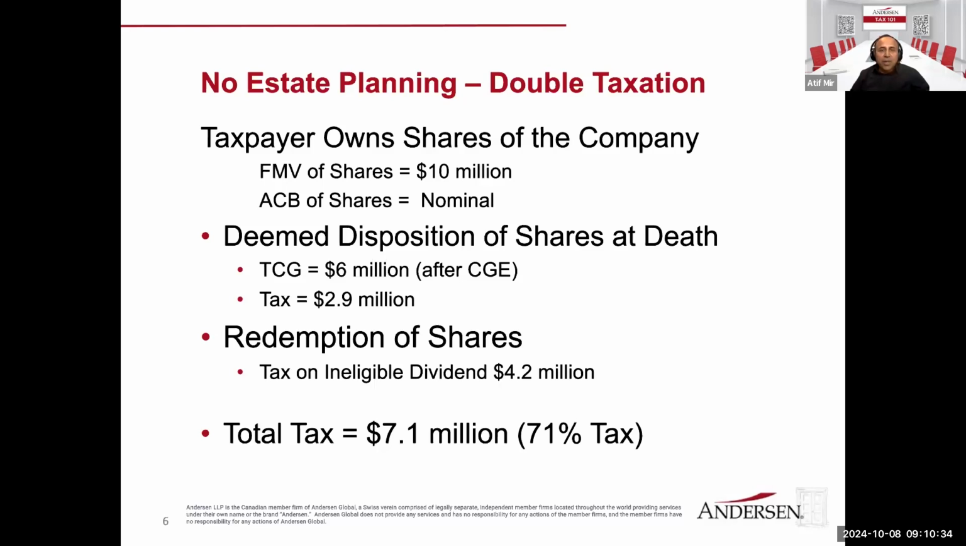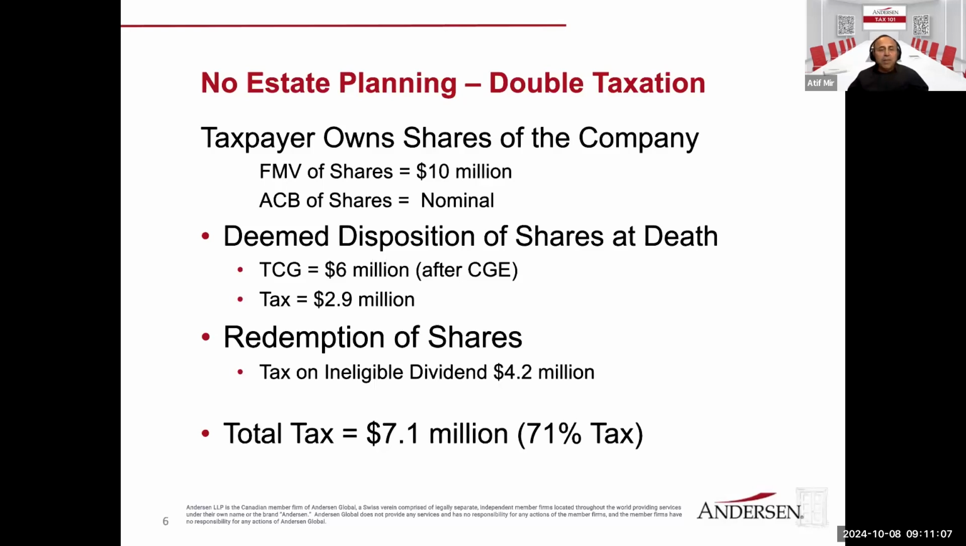That's a 71% tax. And that is, you worked hard to make that business turn into a $10 million value, and now 7.1 million will be gone to the tax, CRA. So you are left with only 2.9 million. Doesn't sound very tempting to be a victim of double taxation.